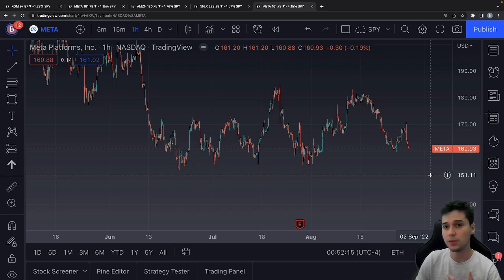So basically, how I would define supply and demand is really, as I said before, where buyers are sitting as demand and where sellers are sitting as supply. So instead of giving you basic boring terminology, I'm going to show you how I actually do it and look for it, or identify it rather, on a chart. And we're going to be using Meta as a very key case example.